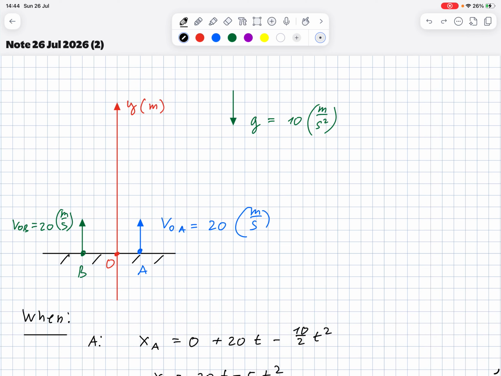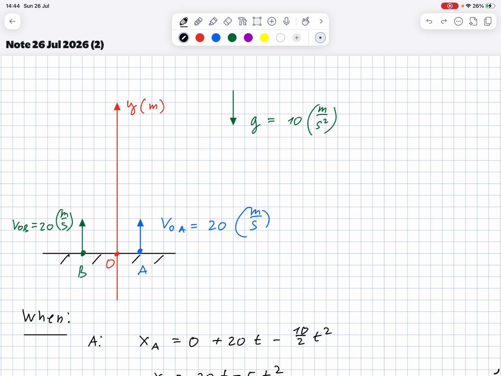Hello everyone, let's look at the following problem. So what do we have here? We have gravitational acceleration towards the ground equals 10 meters per second squared. We have two objects, A and B. They have the same initial velocity of 20 meters per second.